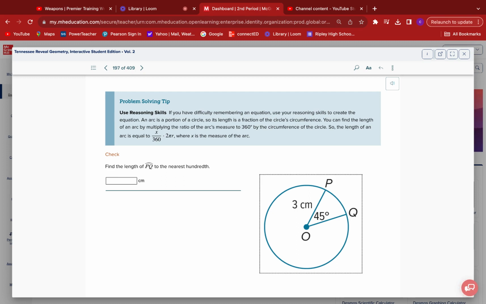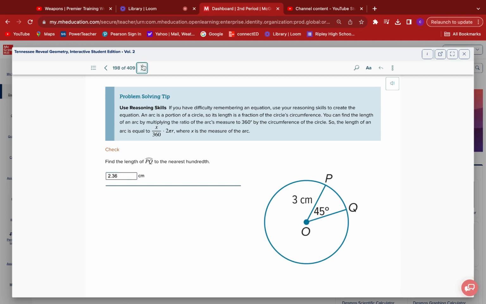Or if you want to leave it as a decimal, that's fine. Not particular with me, but it's fine with them. 2.3, and it's a 5/6, so we'll make that 5 go up to a 6. So 2.36. All right, there you go, my lovelies.